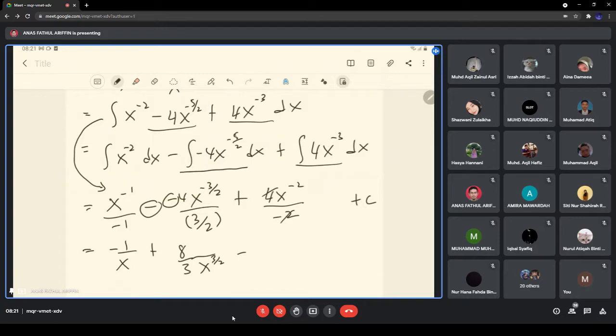Okay, this one we can simplify. We have 1 over x square, and don't forget to write plus c. Okay, so this is the final answer, which is the simplest form. Okay, the simplest form. Boleh? Okay.